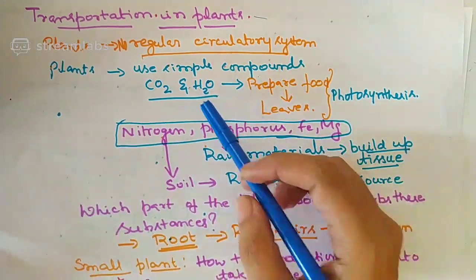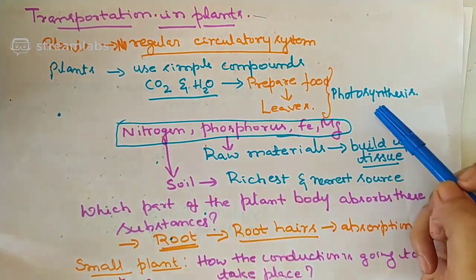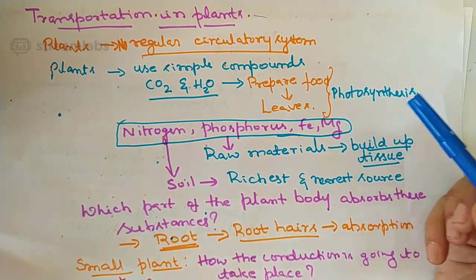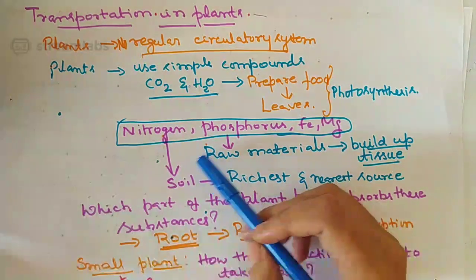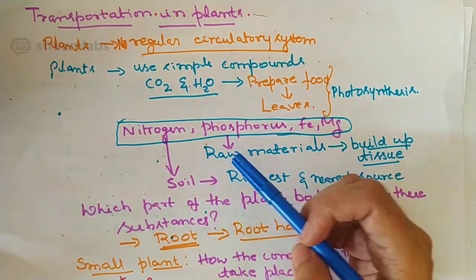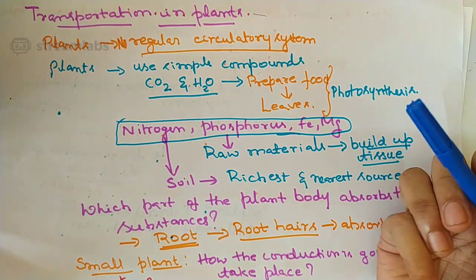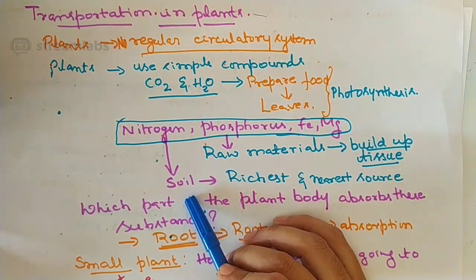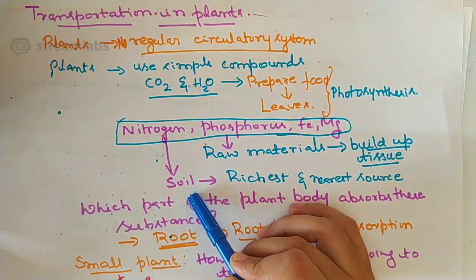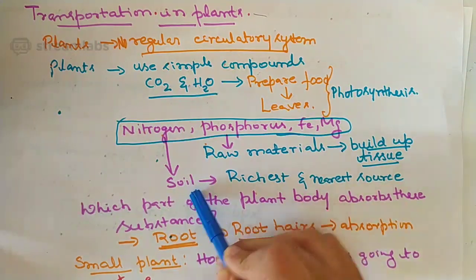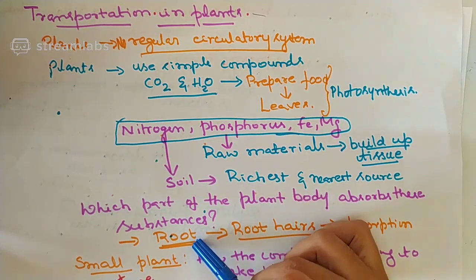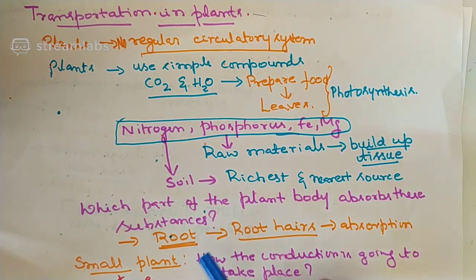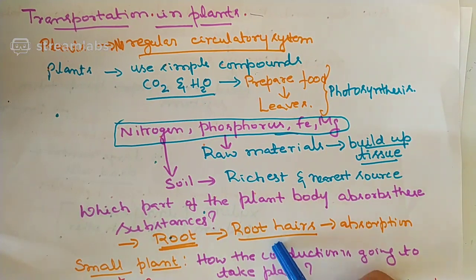And plants use carbon dioxide and water to perform photosynthesis. At the same time, they require raw materials such as nitrogen, phosphorus, iron, magnesium, etc. to build up the tissue. And the nearest and richest source for these minerals is the soil. And the plants are going to take up these minerals through which part? Through the root. Which part exactly of the root? It is the root hairs.